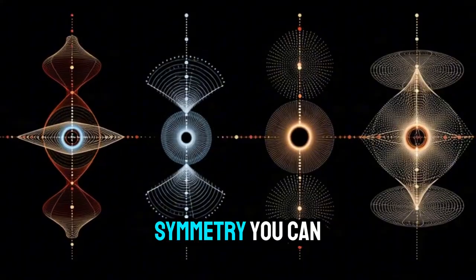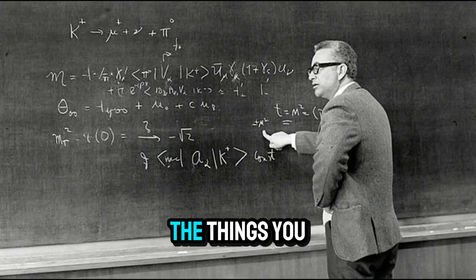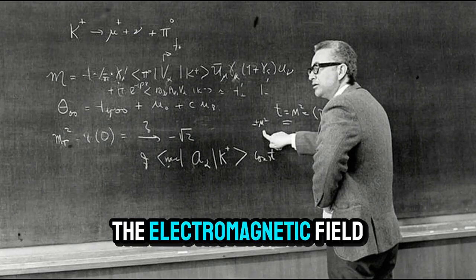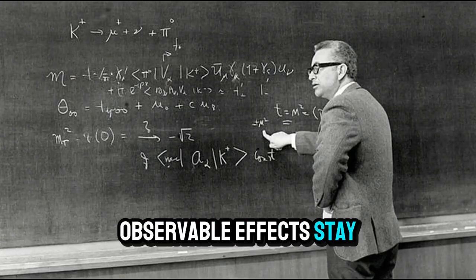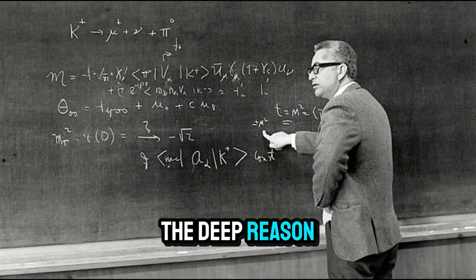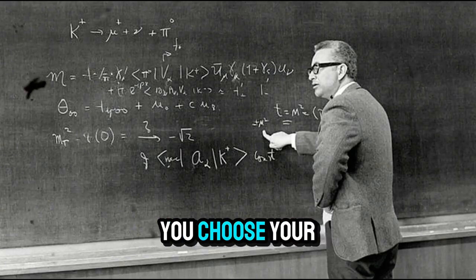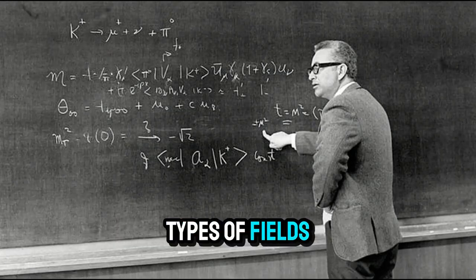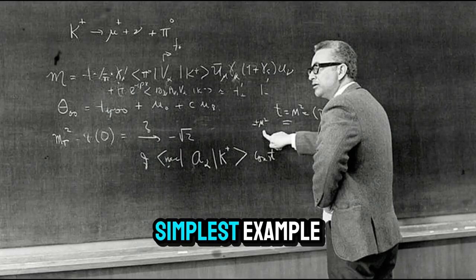This is gauge symmetry. You can change your reference point, your gauge, but the physical relationships, the things you can actually measure, remain unchanged. In electromagnetism, you can shift the electromagnetic field by a constant amount everywhere in space, and all the observable effects stay exactly the same. This might sound like mathematical bookkeeping, but it's actually the deep reason why light exists at all. The requirement that physics must look the same regardless of how you choose your electromagnetic gauge mathematically forces certain types of fields to exist. These are the gauge fields, and the electromagnetic field is the simplest example.